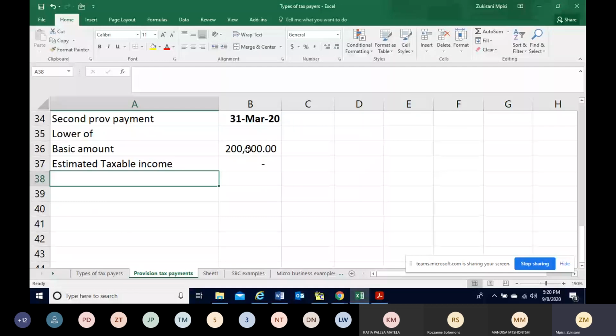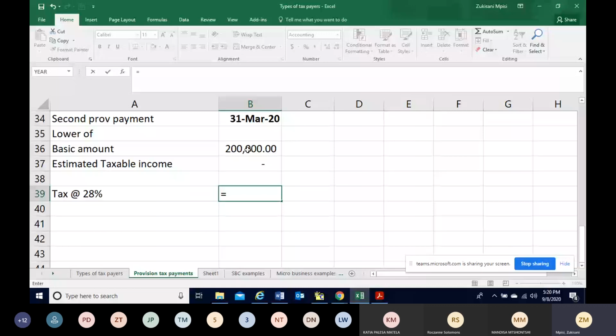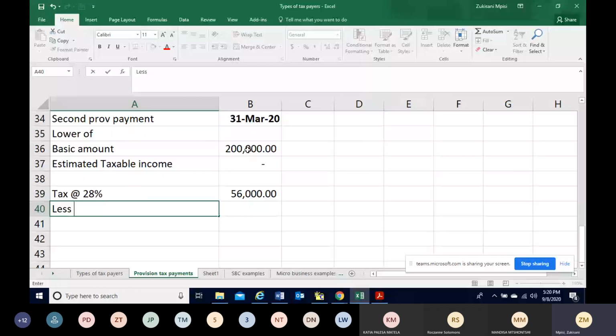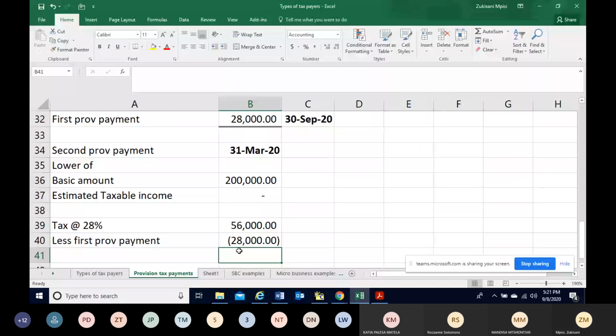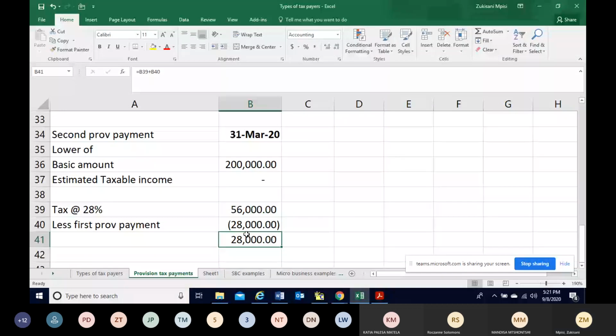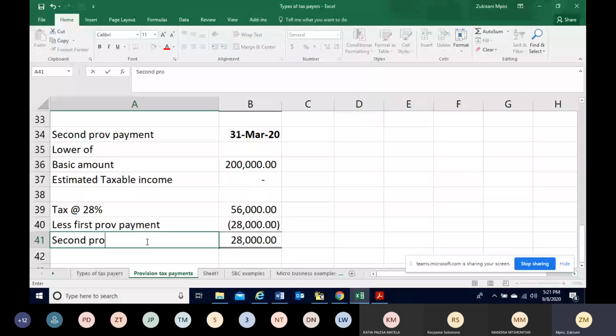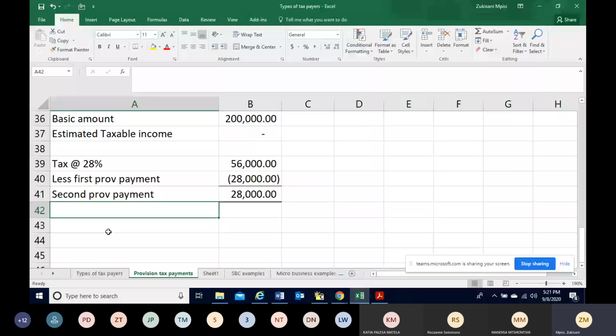So tax at 28%. Tax at 28% is going to be 200,000 times 28%, which is 56,000, less first provisional payment. I want you to now remember this. Less first provisional payment. So this means that for your second provisional payment, you're going to have to pay how much? 28,000. Now for the third provisional payment, in this case, we have to do a calculation.